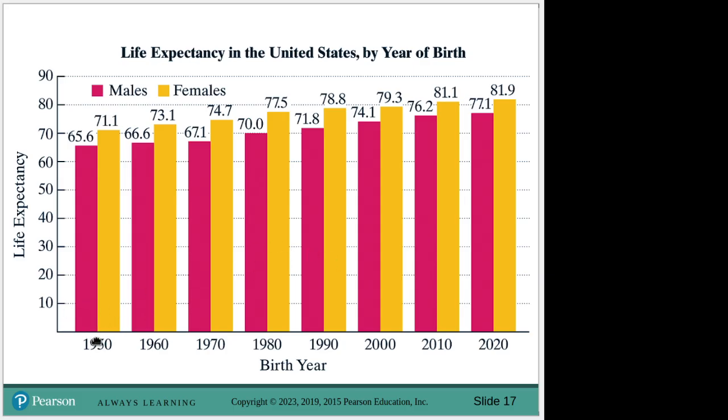So my beginning of the graph is in 1950. My end of the graph is in 2020. So if I take 1950 and 2020 and subtract them, that's 70 years have passed. So this graph covers a change of 70 years.